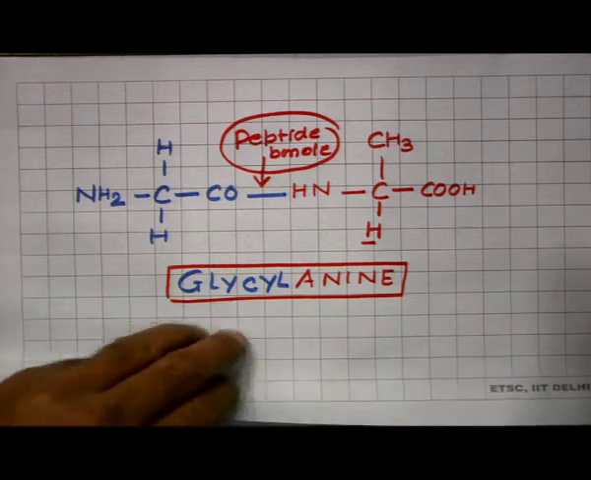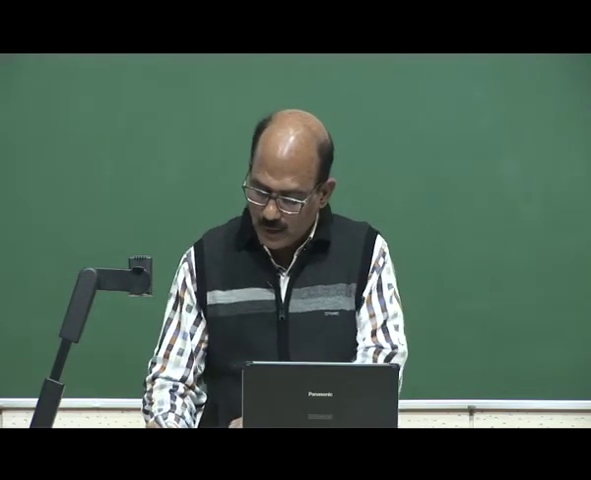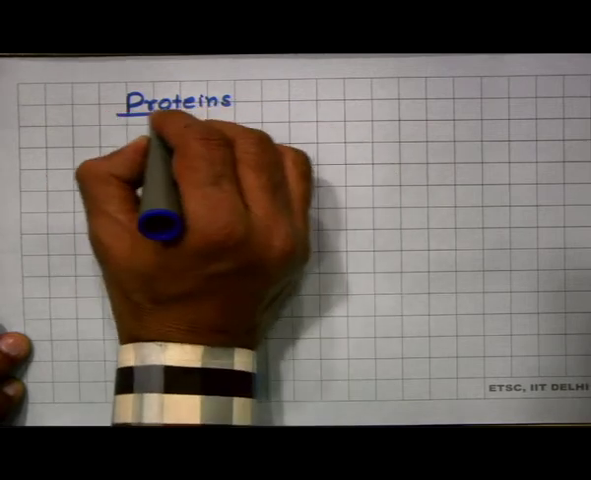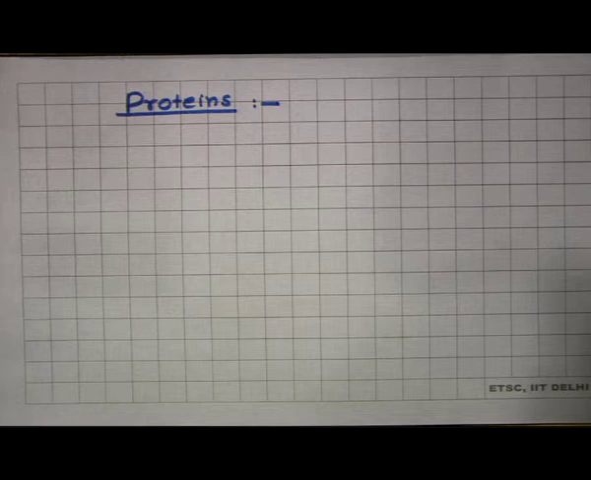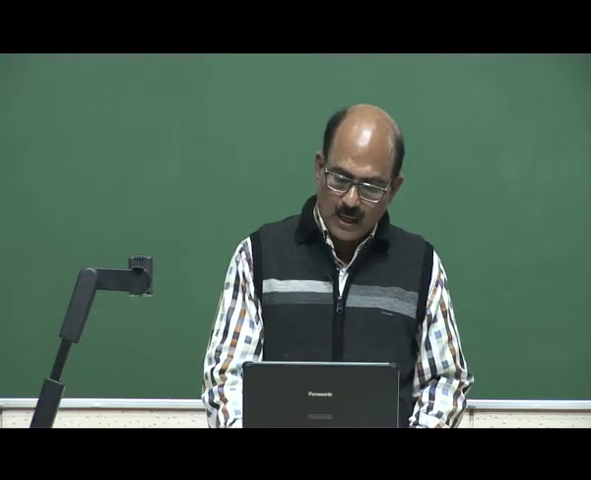Now, by the combination of different types of amino acids, different types of protein molecules are formed. So we can easily say proteins are the polymers of amino acids. They are the most abundant biomolecules of the living system. Chief sources of proteins are milk, cheese, pulses, peanut, fish, meat. They occur in every part of our body and form the fundamental basis of structure and the functions of life. They are also required for the growth and maintenance of the body. So, it is called the building block element of our body.